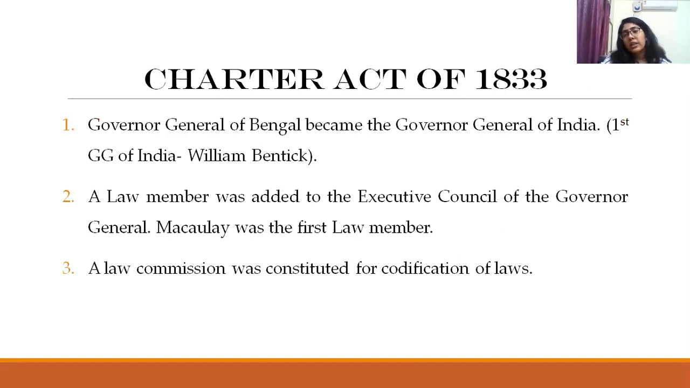Now, Charter Act of 1833, the second Charter Act. Here the Governor General of Bengal became the Governor General of India. That is, the first Governor General of India was William Bentinck. Now, Warren Hastings was the first Governor General of Bengal, and the Governor General of Bengal became the Governor General of India through Charter Act of 1833, and obviously the first Governor General then became William Bentinck. Now, a law member was also added in the Executive Council of the Governor General. Macaulay was the first law member, so you need to remember this as well.